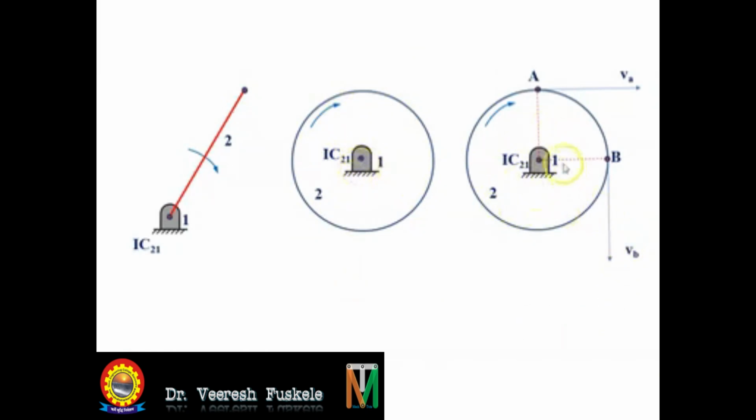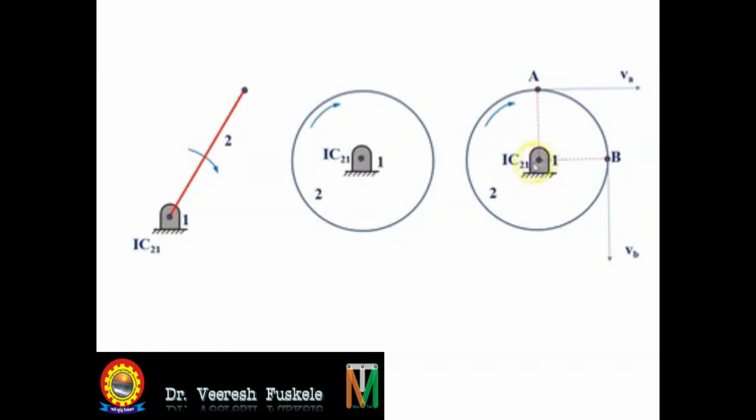In a similar example, suppose we take point A whose velocity will be in this direction and point B whose velocity will be in this direction. If we draw the perpendiculars from the velocity vectors, this one and this one, they will meet at the center point of the circular disc. So we can say that if we draw perpendiculars from the velocity vectors, then the point of intersection of the perpendiculars of the velocity vectors will give us the instantaneous center. This we have to remember.